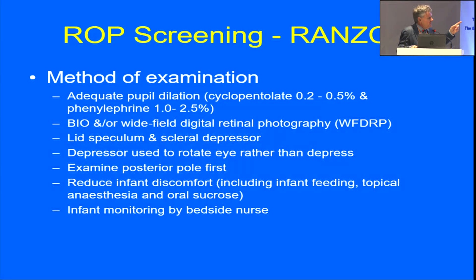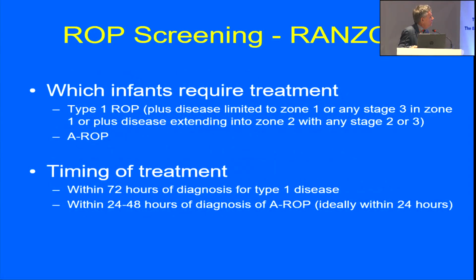Important features here are pain control. Pain control is always important for a premature infant, and it's one of the things that gives a better outcome. So sucrose, topical anaesthesia. Infant monitoring to make sure that they're stable during the procedure is not the responsibility of the ophthalmologist.